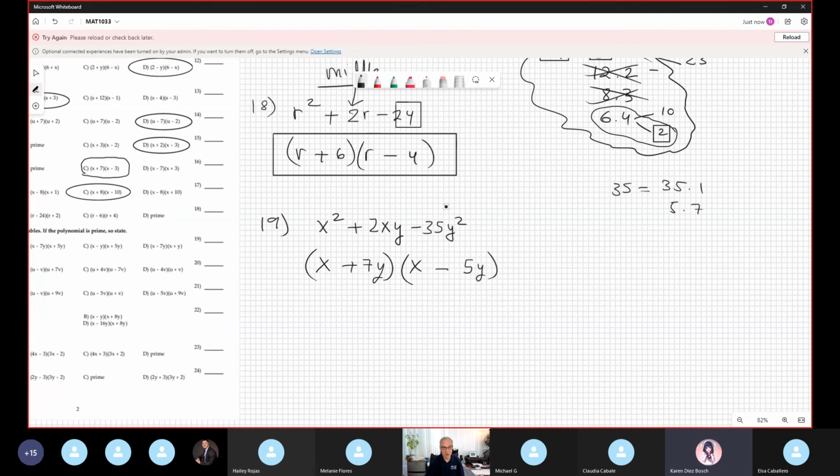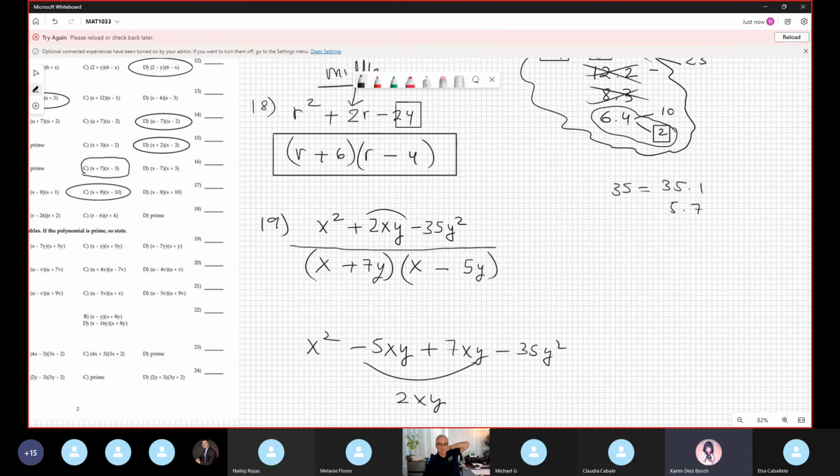Always. Mandatory check. X times x squared. X times this is minus 5xy in alphabetic order. Multiplication here plus 7xy in alphabetic order. Minus 35y squared. When you combine like terms, 7 positive and 5 negative is 2xy positive. Exactly like the original. Boom. That's my answer.